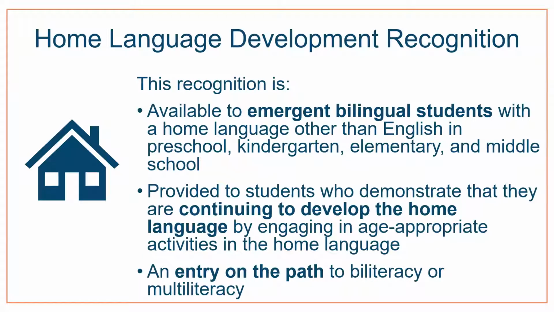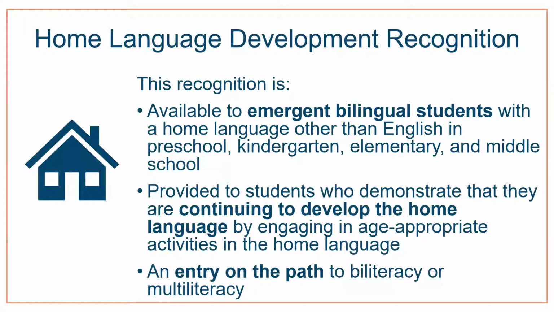The next recognition is the Home Language Development Recognition. This recognition is available to emergent bilingual students with a home language other than English in preschool, kindergarten, elementary, and middle school. It's provided to students who demonstrate that they are continuing to develop the home language by engaging in age-appropriate activities in the home language. And again, it is an entry on the path to biliteracy or multiliteracy.